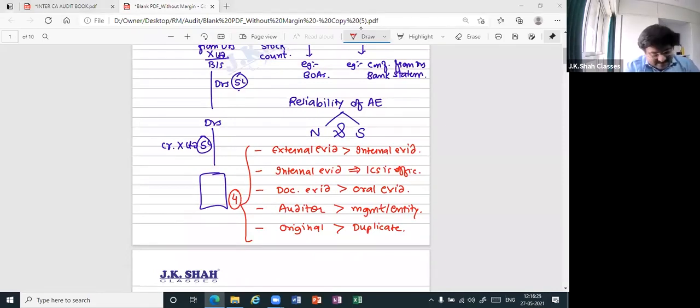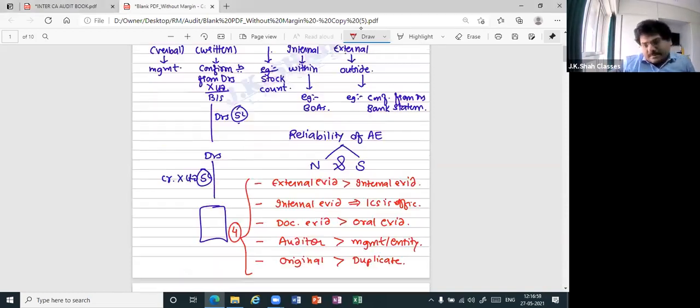Come on, answer. Can you answer reliability? How many points are there? Five. Firstly, what will you write? Reliability of audit evidence depends on the nature and source. Correct. First, external evidence is more reliable than internal. Internal is reliable provided ICS is efficient or satisfactory. Documentary evidence is more reliable than oral evidence. Audit evidence obtained by auditor himself is more reliable than obtained from the management or entity. And lastly, original is more reliable than duplicate.